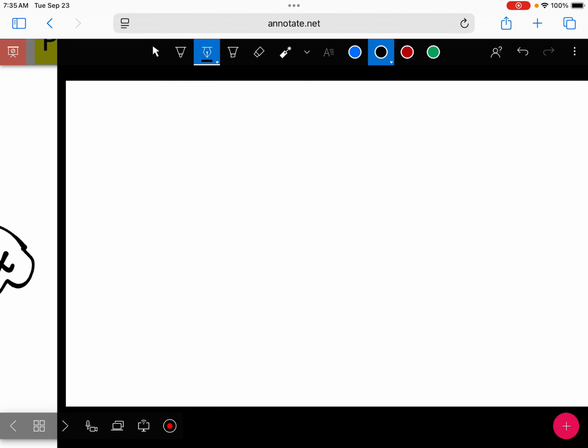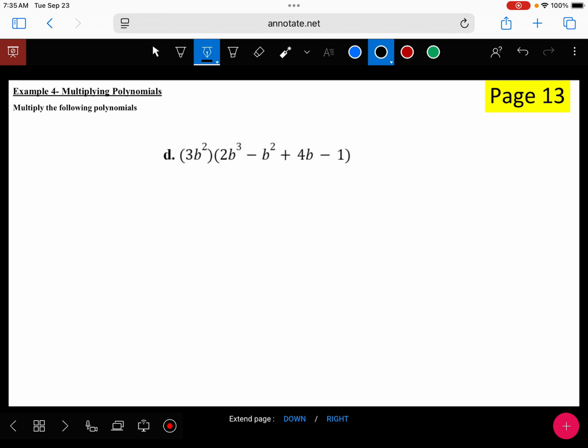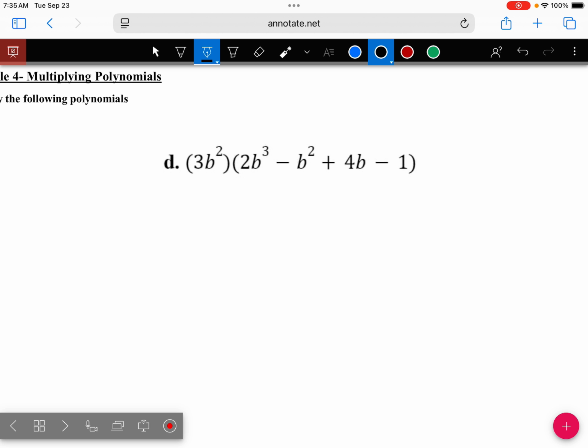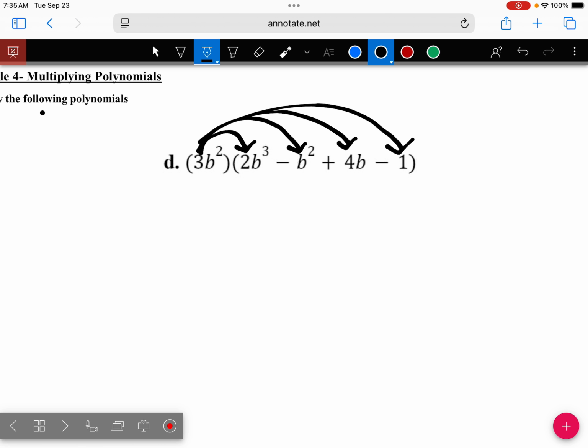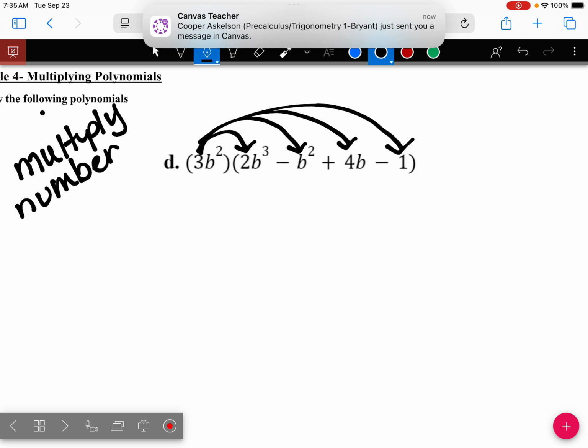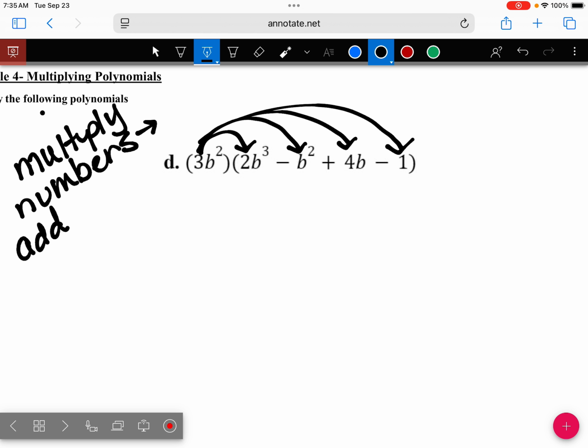All right. Let's go ahead and do that one more time. This time I'm going to just distribute though. Now remember, you're multiplying numbers and adding the exponents. You got one more after this. Multiply numbers. Add exponents.